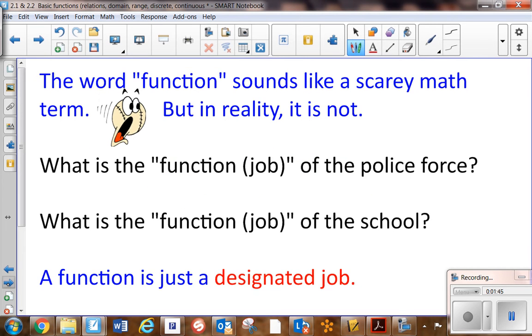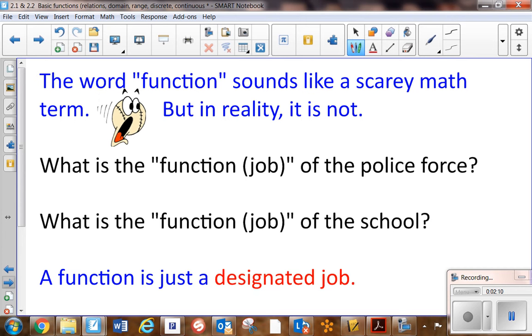So here we go. Let's start with the word function. Functions can sometimes scare kids to death because it makes it sound like it's so hard. But in reality, and you don't need to write this down, guys, just listen to me, okay? A function is just a job. If I say, what is the function of the police force? What do you tell me? Keep us safe, law and order.